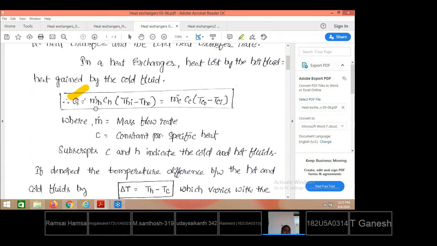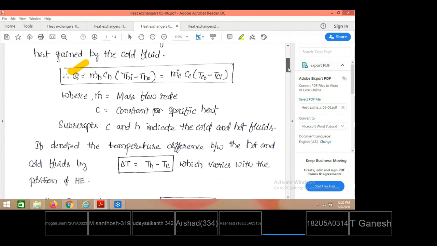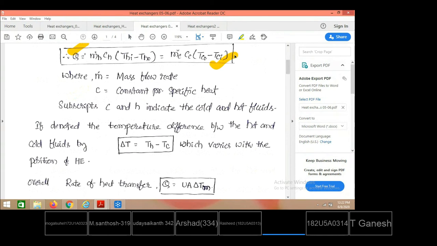Therefore, heat lost: the hot fluid enters at this mass flow rate with this specific heat, enters with this temperature, and leaves with this temperature. So this is the heat lost by the hot fluid. Then what is the heat gained by the cold fluid? m_c C_c into, when the cold fluid enters with this temperature, it is raised to a value of Tc naught, therefore Tc naught minus Tci. So this is the heat gained by the cold fluid.